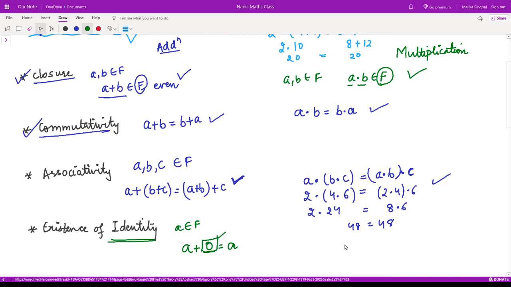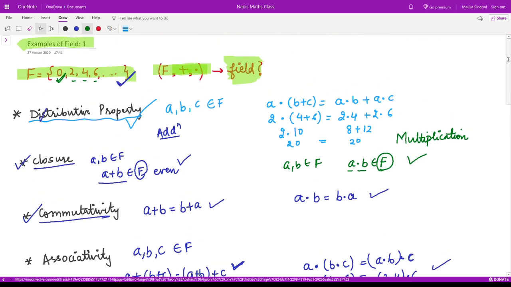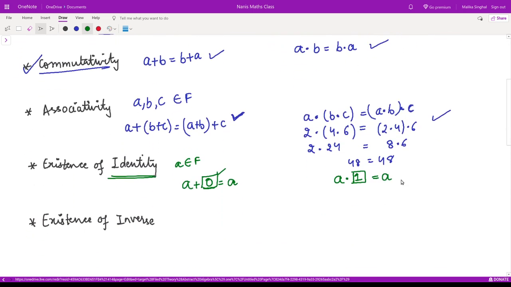Moreover, now let us look at the multiplicative identity. What should I multiply with a so that I get a again? So it should be 1. But does this 1 belong to our set F? No, it doesn't. So we say that there is no multiplicative identity present in the set. So from here, as this one property is not satisfied, the set F together with these operations plus and dot is not a field, right? So this is not a field.